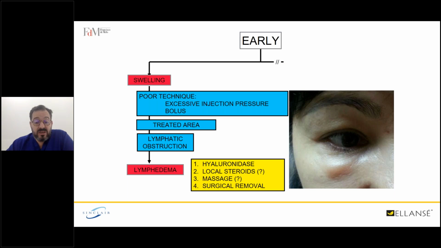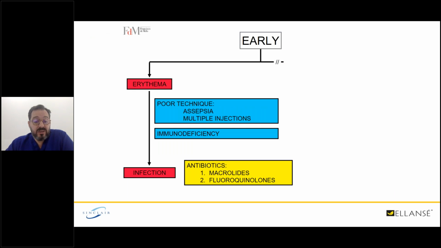You can use just a massage, which is my first line of treatment. You can go for locally the injection of steroids. Early days with Ellanse, it doesn't work much. Surgical removal, I think, is just hypothetical. You don't need it, honestly. Can you get to the next one? Actually, scarring can get it worse, so it's something for us to avoid.